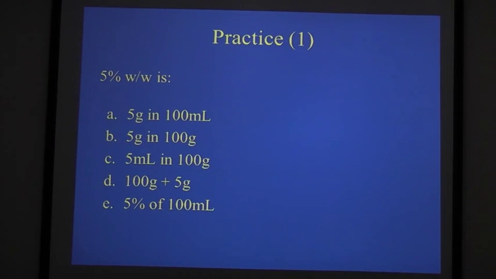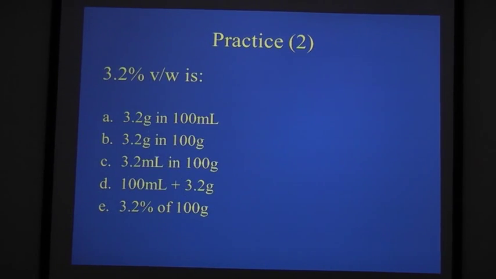That's quite straightforward. I think the only way to get the concept into your heads properly is to do some practice questions. So here we go. 5% weight to weight is 5 grams in 100 grams. It's weight to weight, so it's grams and grams, and it's 5, so it's 5 grams in 100 grams.